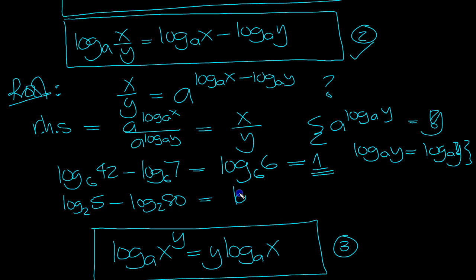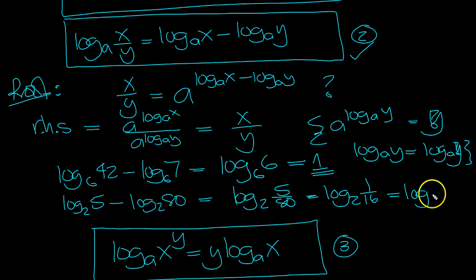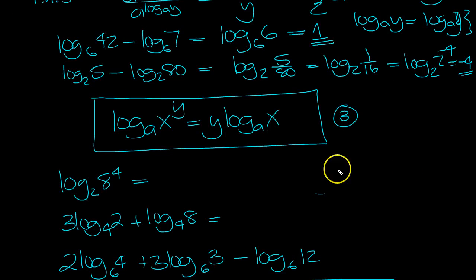Here, log 2 of 5 over 80 it would be, wouldn't it? Which is log 2 of 1 over 16, which is log 2 of 2 to the minus 4. What power do you raise 2 to get to 2 to the minus 4? You raise it to the power minus 4. So that's good. So this leads us to our next property here. What happens is this little chappy here jumps down to ground level to be there.